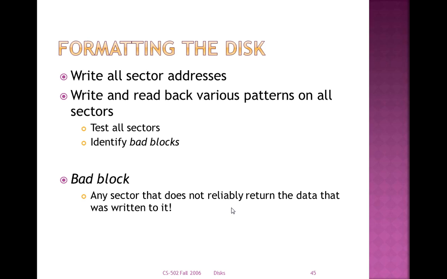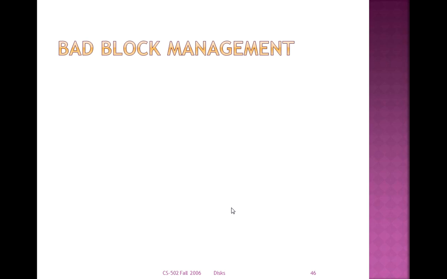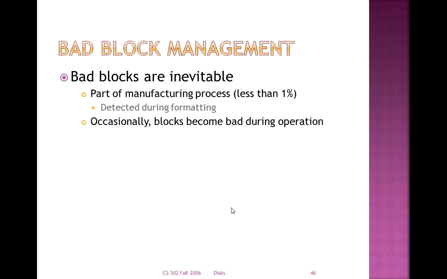So suppose I have 5 sectors. One sector does not return the value, and we cannot rely on the value given by that sector. Then that block is known as a bad block. This is bad block management, that is, how to manage the bad block.